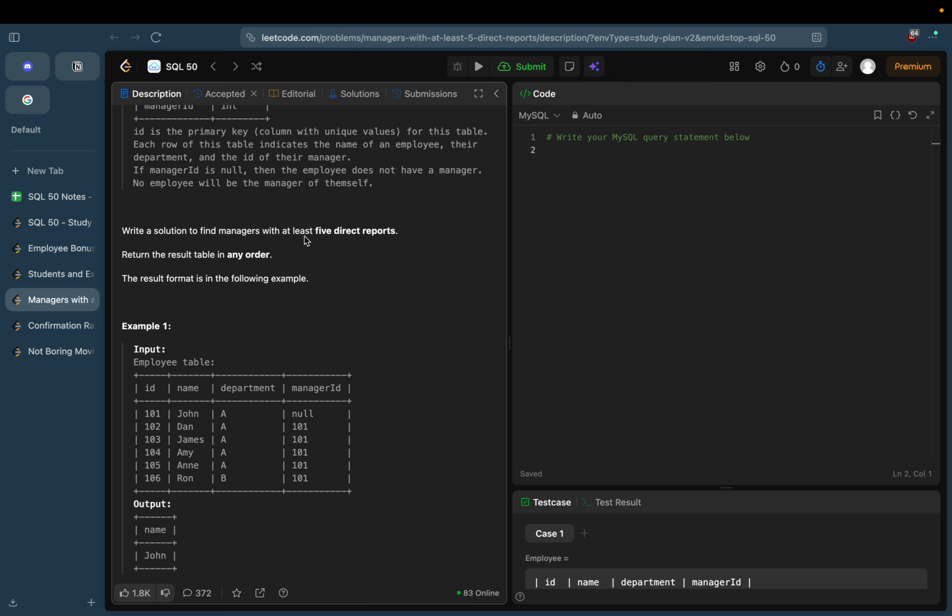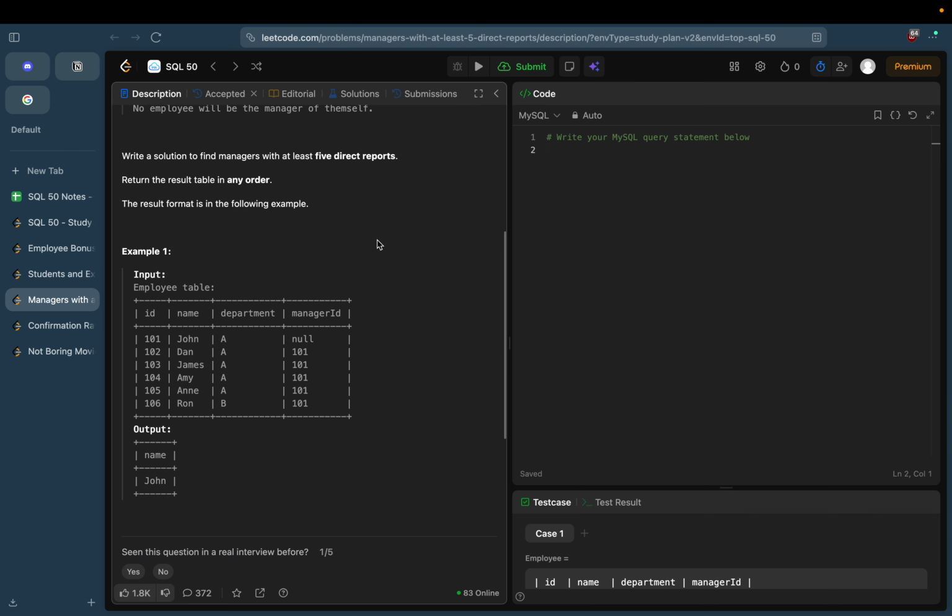Right, what do we mean by at least 5 direct reports? Let's have a look. So I can see this 101 and John without any manager ID. John does not have a manager. Then 102 Dan with some department. I don't think department is required or important to solve this particular question. Department is not being used in the answer or in any of the logic. Let's skip it. But Dan has the manager ID of 101, that is John.